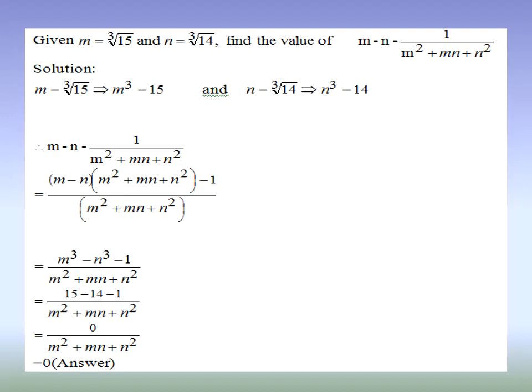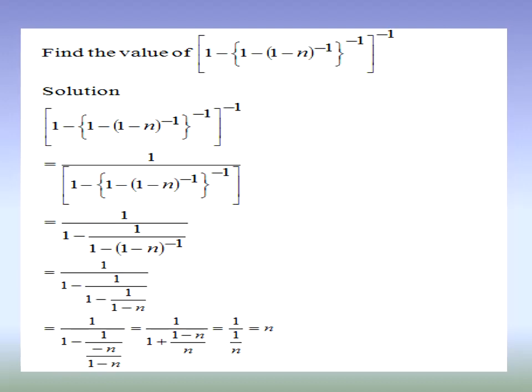Now from the value, if I consider m square plus mn plus n square, then after taking the common denominator we will get m minus n multiplied with m square plus mn plus n square, minus 1. Now this becomes actually the formula of m cube minus n cube, then minus 1, divided by m square plus mn plus n square. Now if I substitute the value of m cube, that is 15, and n cube, that is 14, so 15 minus 14 minus 1. So after calculating, our numerator becomes 0, and 0 divided by anything becomes 0. So 0 is our correct answer.